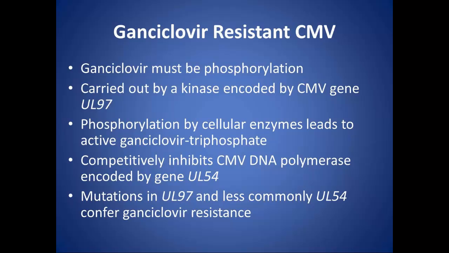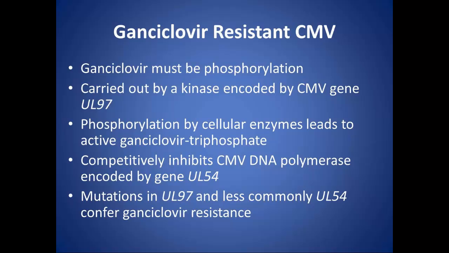So how does CMV develop ganciclovir resistance? Well, you can have a mutation at that viral kinase gene, the UL97, and then CMV also can develop a mutation that competitively inhibits CMV DNA polymerase, and DNA polymerase is encoded by the UL54 gene.